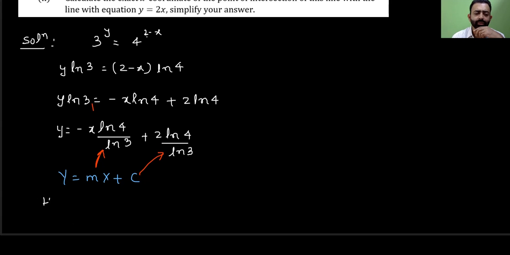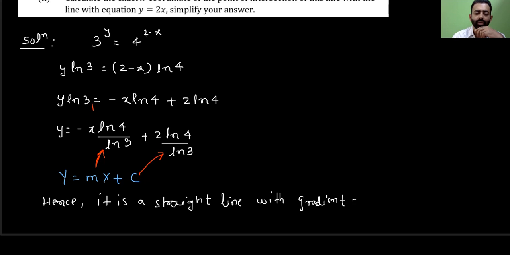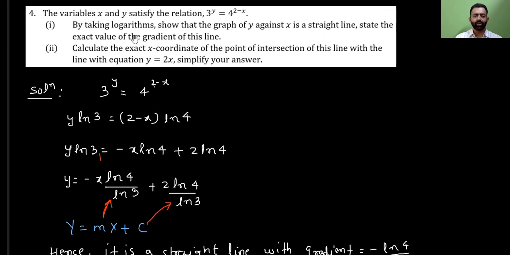Hence, it is a straight line with gradient equal to whatever is the coefficient of x. The coefficient of x is minus ln 4 by ln 3. It was saying that we have to write the answer in exact form, the exact value of the gradient of this line: minus ln 4 by ln 3.